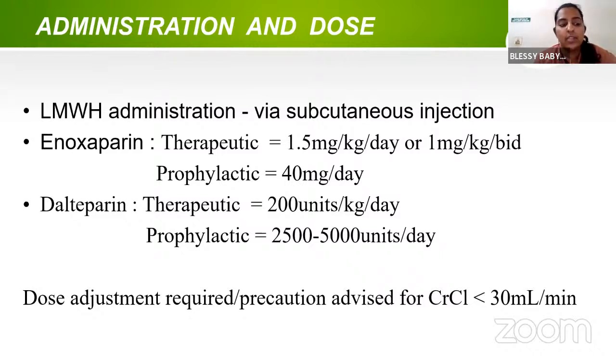And for dalteparin, therapeutic dose is 200 units per kilogram per day, and prophylactic dose is 2,500 to 5,000 units per day. And as I already mentioned, low molecular weight heparin effect is prolonged with renal failure. So we have to delay surgery for 12 hours after last dose of low molecular weight heparin in patients with normal renal function and longer with renal dysfunction. Dose adjustment is required or precaution is advised for creatinine clearance less than 30 ml per minute.